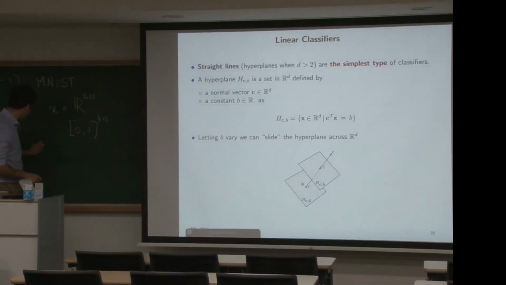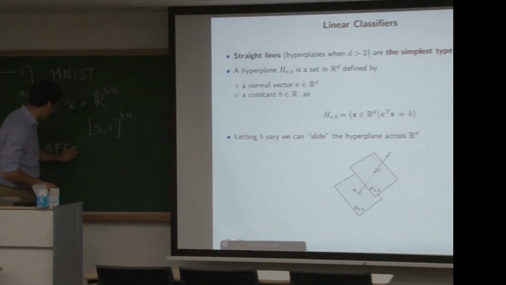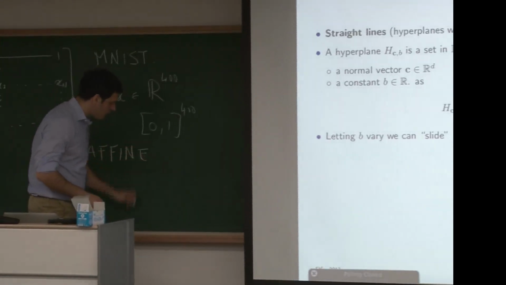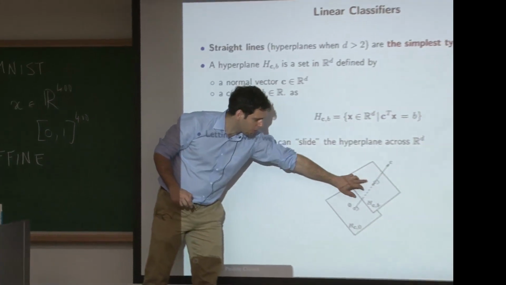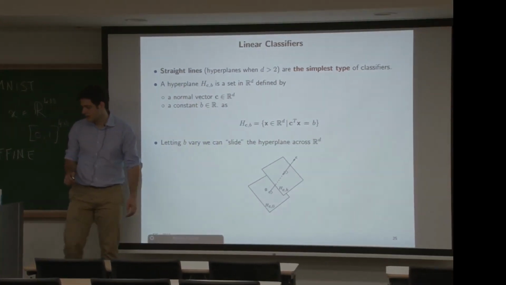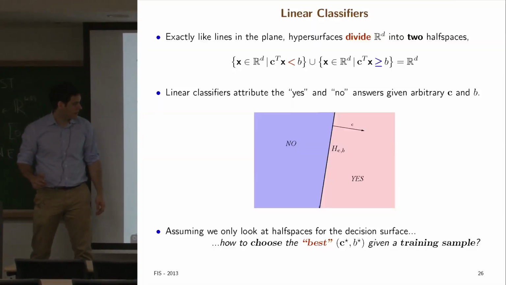When B is not 0, this is called an affine space. Because if I take 2 points here, they're not necessarily... The sum will not be in that space itself.